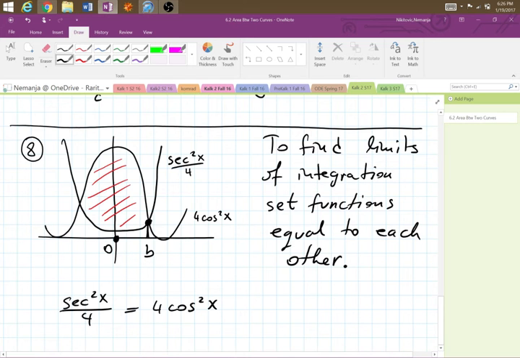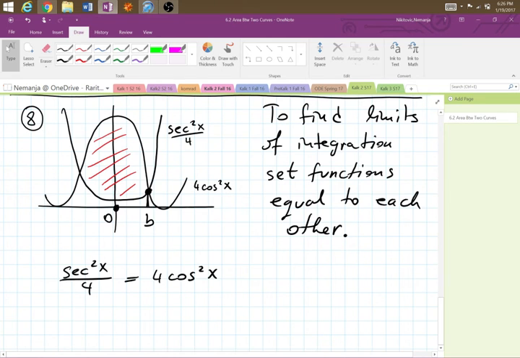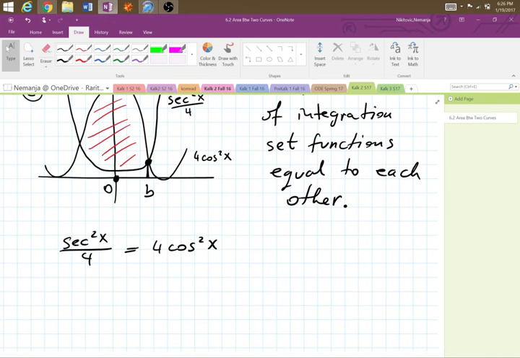So how do we do this? Yes. Get rid of the 4. Okay. How do I get rid of the 4? I don't, exactly. So secant squared x is equal to 16 cosine squared x. Now what?